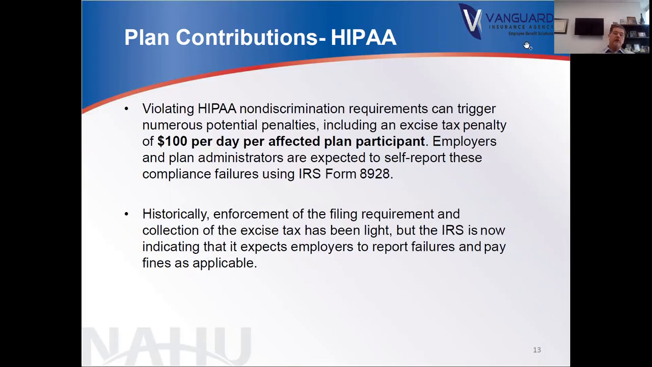So for HIPAA, there are severe penalties. And if somebody's brought into a discrimination suit, or contacted the DOL, they could be fined for HIPAA non-discrimination violations based on what we just discussed. And that could be $100 per day per affected plan participant. So that can get costly if there's several employees and it's a broad compliance violation where it's affecting everyone.